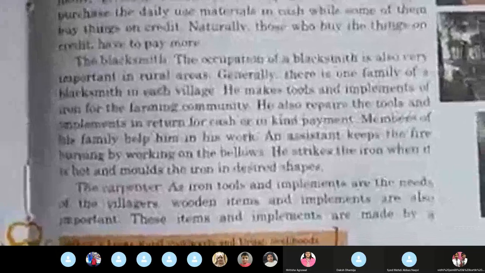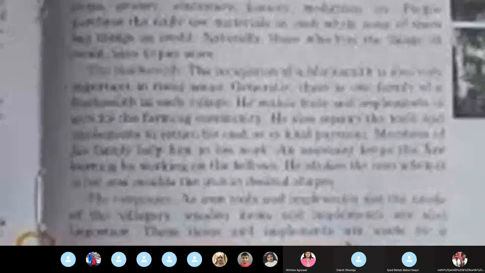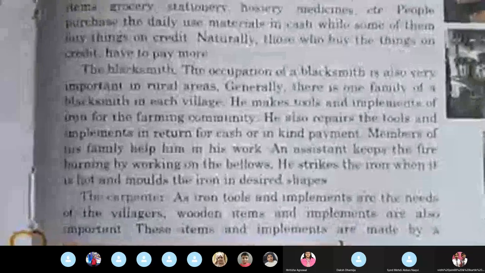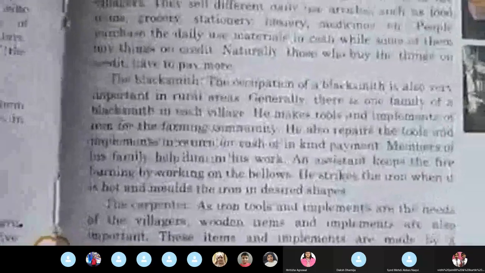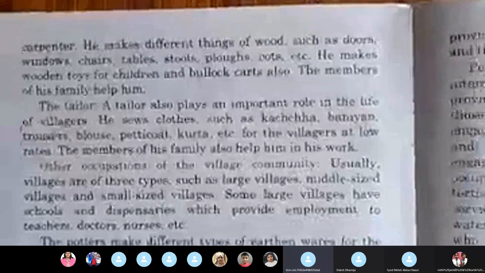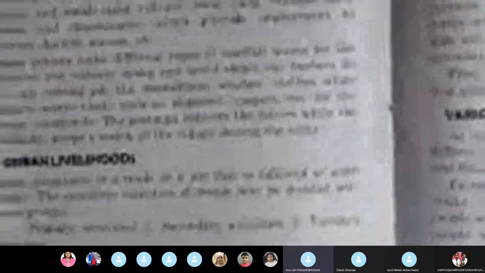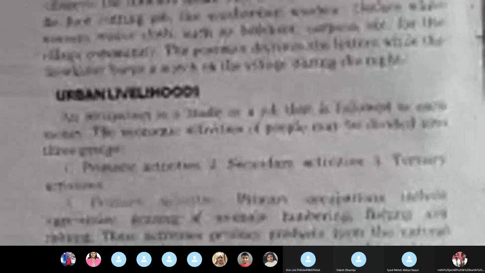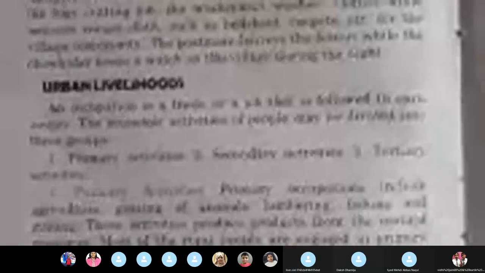Then we talk of the carpenters. Now that means woodwork. Wooden implements are the needs of the villagers. Wooden items and implements are also important. These items and implements are made by a carpenter, who does all the woodwork in the village.